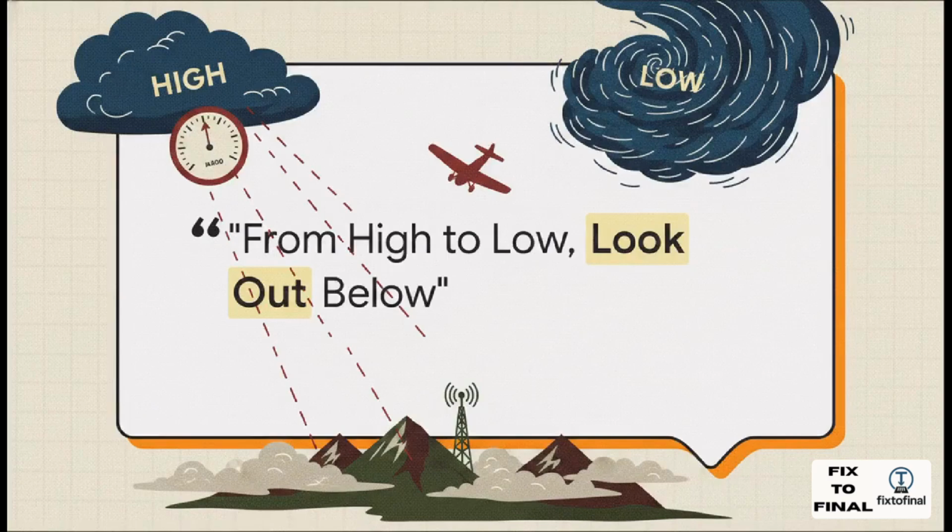The answer is a huge no, and it lies in this phrase that you need to tattoo on your brain. From high to low, look out below. When you fly from an area of high pressure into low pressure without resetting, your altimeter lies. It overreads. It tells you you're higher than you actually are. So while you're sitting there fat and happy at an indicated 5,000 feet, your true altitude is actually much, much lower, and the ground is getting closer than you think.